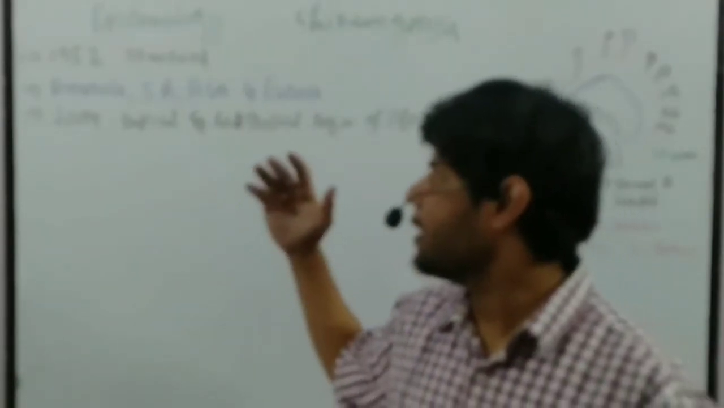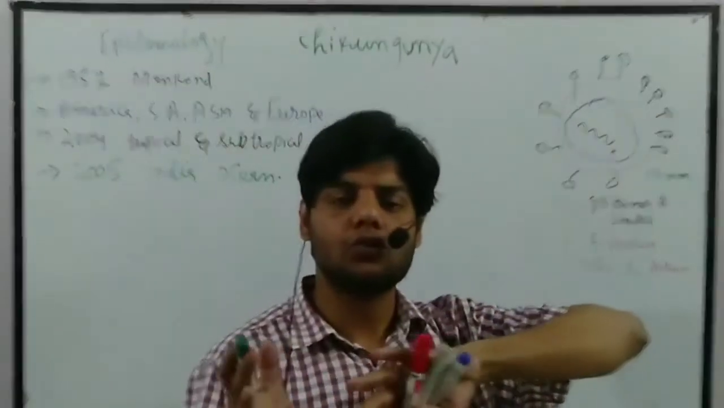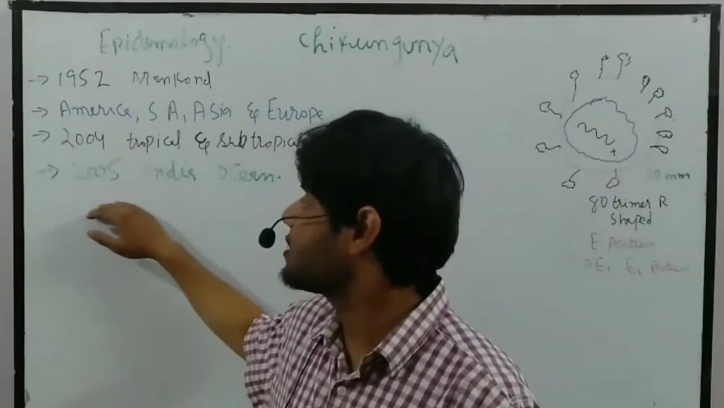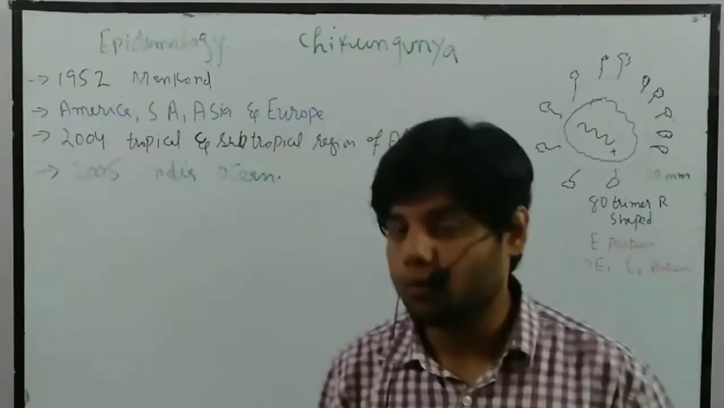Then in 2004, in the tropical and subtropical region of Africa, this disease was observed. Then at the end of 2005, this disease was observed in the Indian Ocean, means those areas which are situated at the Indian Ocean, this disease was observed at the end of 2005.